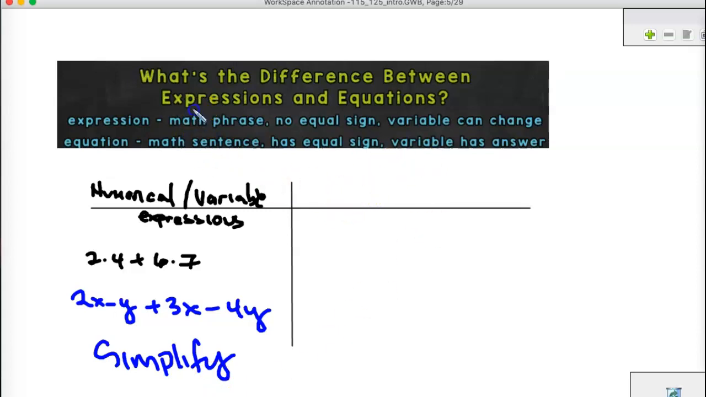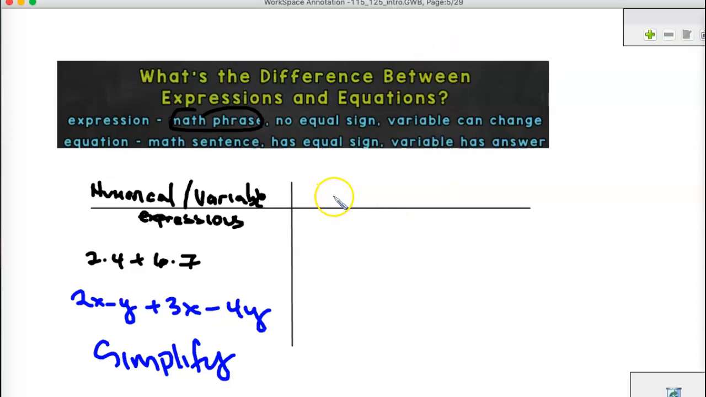Well, that is simplifying this math phrase that doesn't contain an equal sign. A lot of times people say expressions don't contain an equal sign. That is incomplete, right? An expression is a mathematical phrase that could contain what? Numerical components or variable components, and we simplify them.